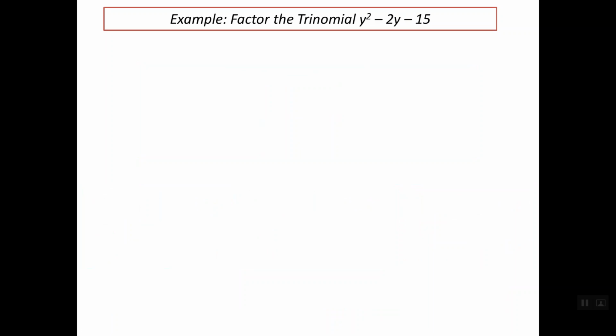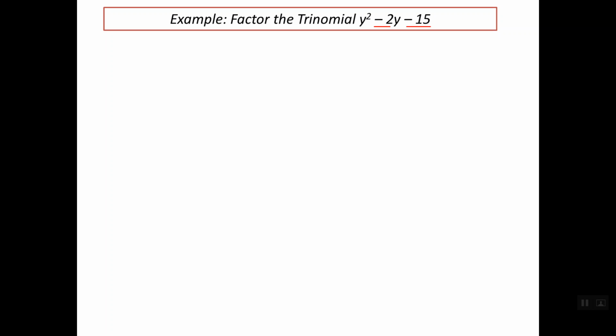Let's do this final example. Factor the trinomial y squared minus 2y minus 15. So again here, the coefficient of y squared is 1. The coefficient of y, which is b, is equal to minus 2. And the constant c is equal to minus 15.